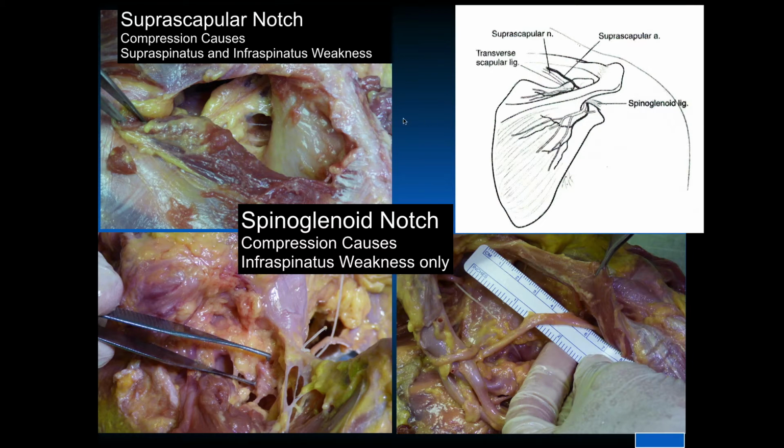The nerves that get compressed from the cyst are at the suprascapular notch, as the suprascapular nerve comes through. If it's entrapped or there's pressure in that area, this causes weakness of both the supraspinatus and the infraspinatus. If it's further distal, in the spinoglenoid notch, compression causes weakness of the infraspinatus only. So this is a good example of the different levels of the notch, the suprascapular notch and the spinoglenoid notch.